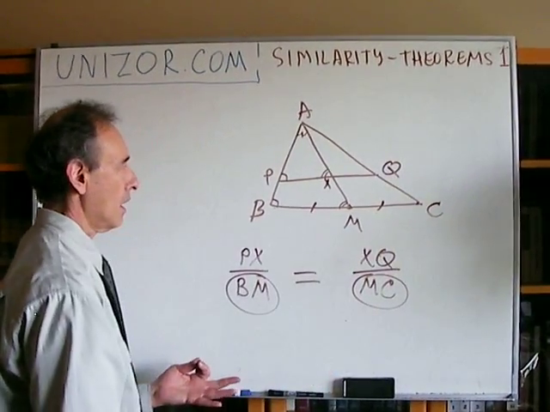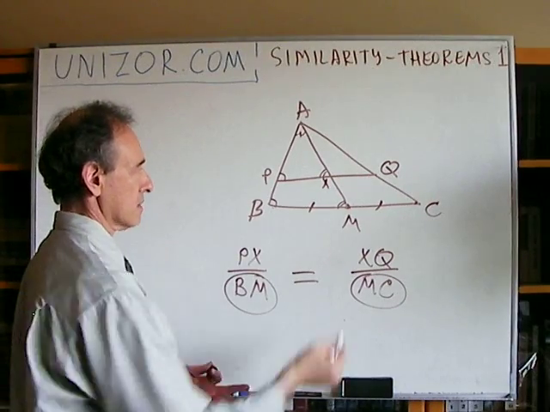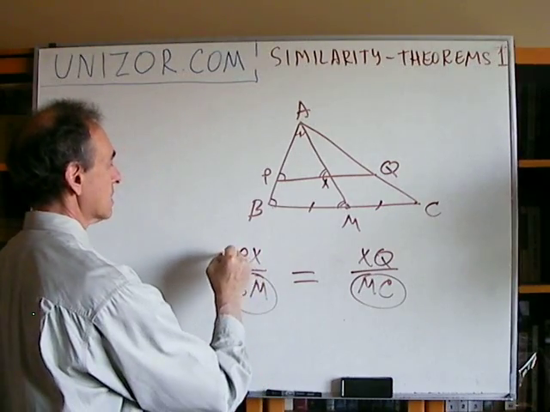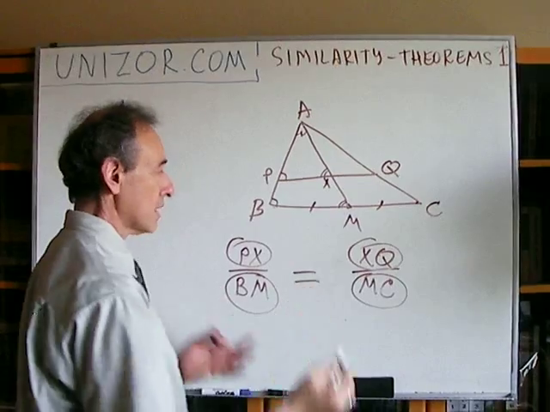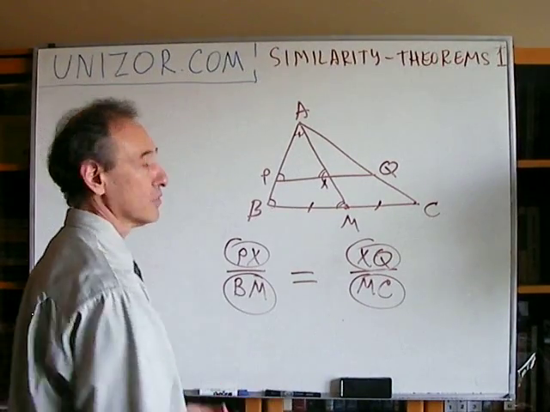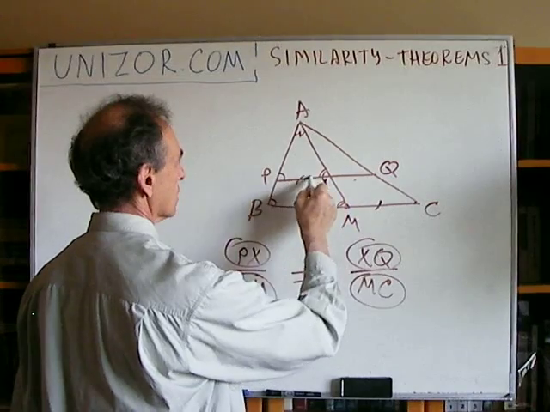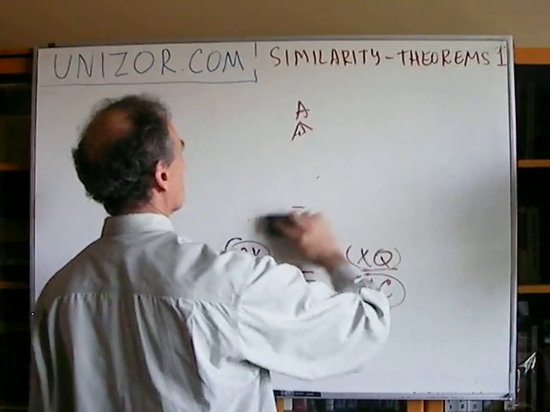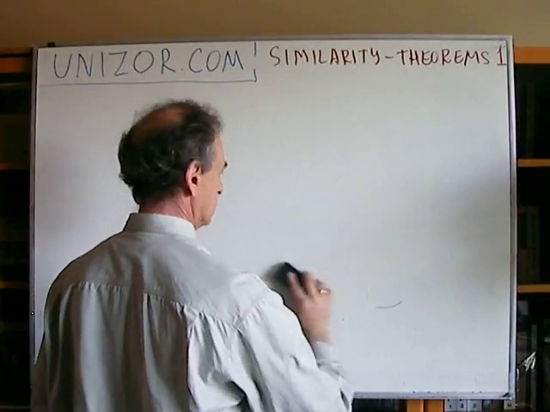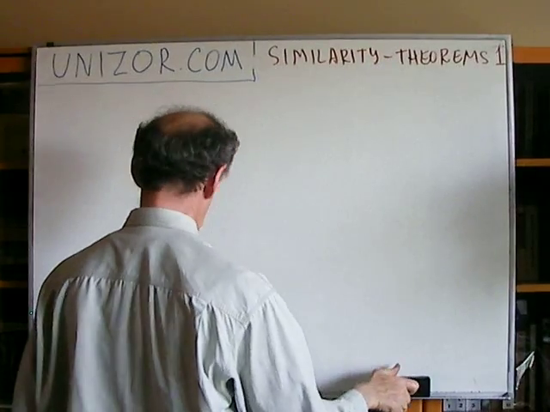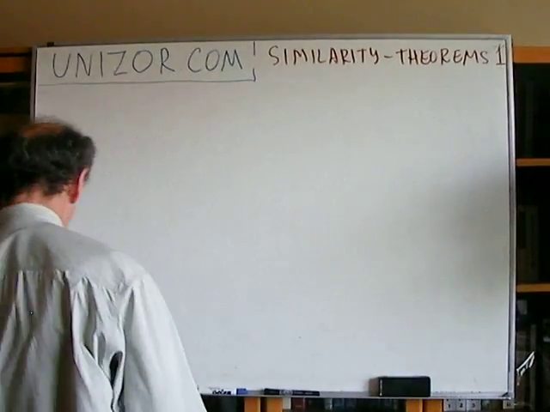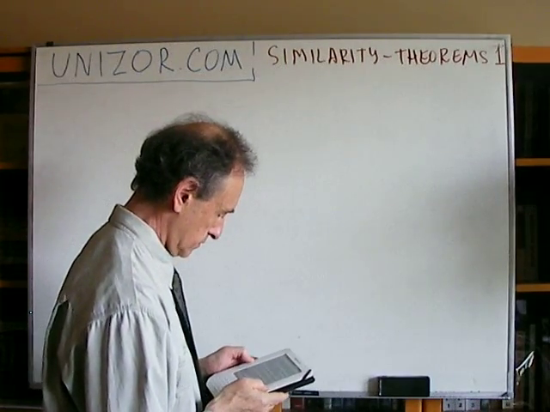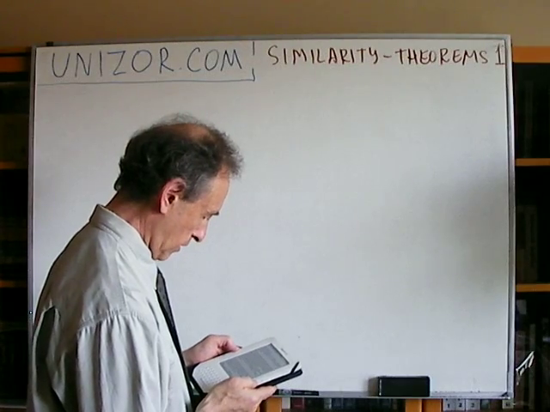BM and MC are equal to each other because this is the median. So these two halves have the same lengths, which necessitates that these two, PX and XQ, must also be equal to each other. Otherwise, we would not have the equality. So this is equal to this, and that's what was necessary to prove. End of story. Okay, back to my Kindle with problems. That was problem number 3.